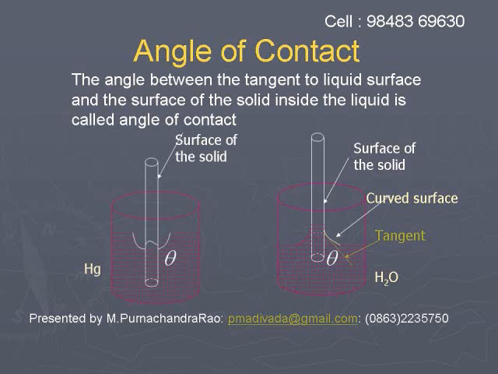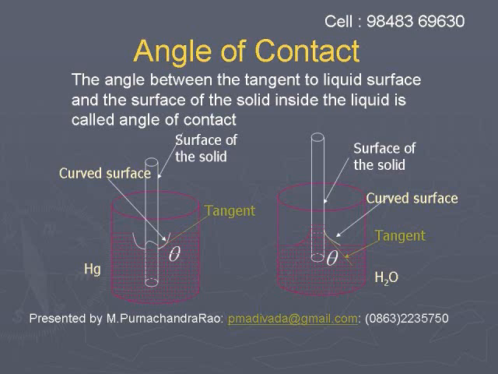Angle of contact in mercury. In a trough, mercury is taken and a capillary tube is dipped in mercury. Then the mercury level falls inside the capillary tube and around it. If you draw a curve, I have shown a white curve which represents the curved surface, and to this curve a tangent is drawn. This is the tangent to the curved surface of the liquid.